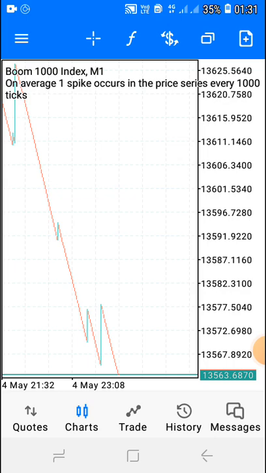This strategy will be very easy. Now the thing I want to tell you guys first is this is a scalping strategy. This is not for spikes. This is not a spike and scalping strategy. This is only for scalping.